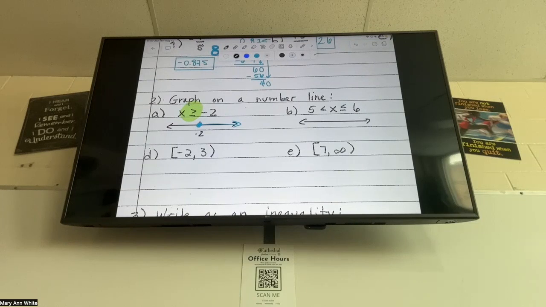All right, next one, the two numbers I'm going to put on here are 5 and 6. Open or closed on 5? Open or closed on 6? Closed. Where am I shading? In between or outside? In between. Perfect.